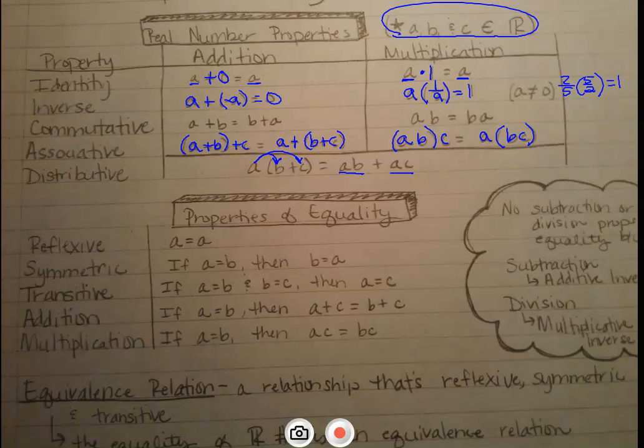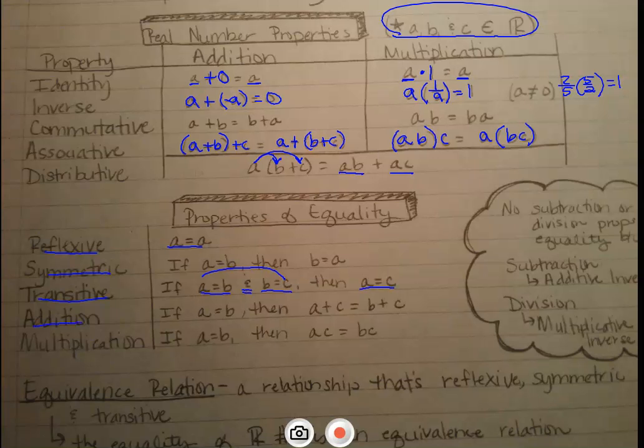All right, then we have properties of equality. Some reminders there. The reflexive property is when A equals A. We're just saying it equals itself. The symmetric property: if A equals B, then B equals A. So it is some symmetry. We can flip it. The transitive property: if A equals B and B equals C, then A equals C. We can kind of transfer that knowledge together and bring those two together.